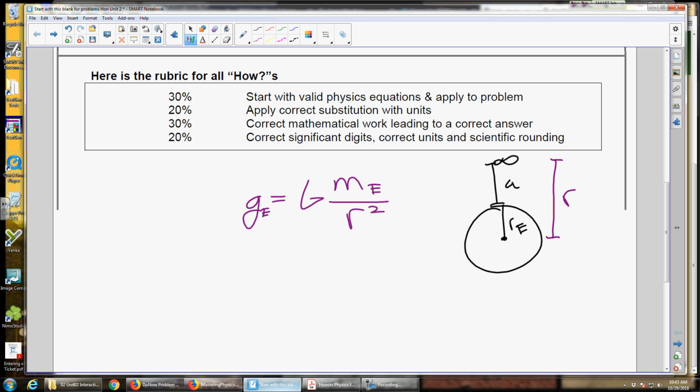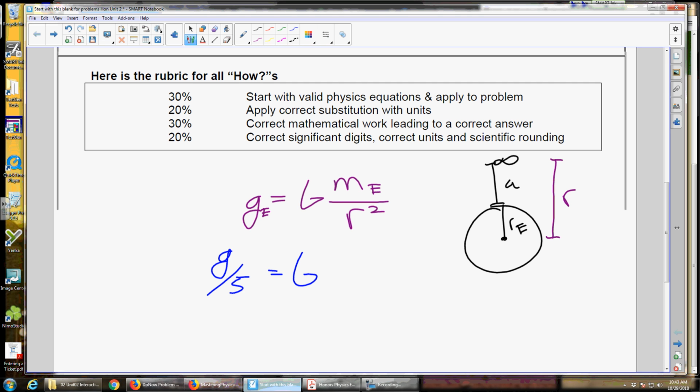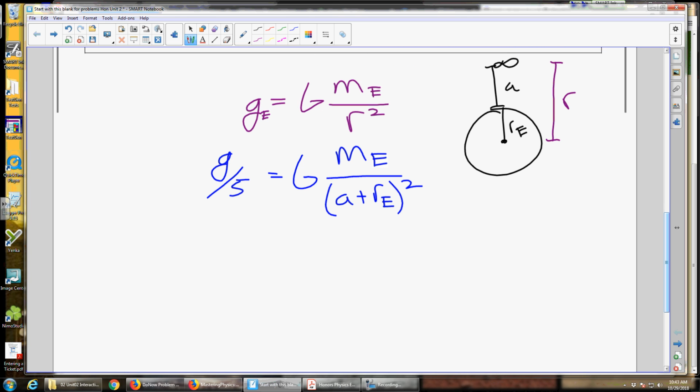Okay, so we should substitute in what we know. We know that this is little g over 5, because looking at my problem, at what altitude above the Earth's surface is the gravitational field strength equal to little g over 5? Big G, and this would be the mass of the Earth. That's the thing creating the field, and this is going to be a plus radius of the Earth, quantity squared. Now, did I lose anybody in substituting in? Good.